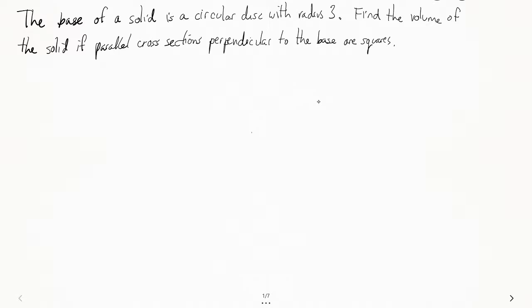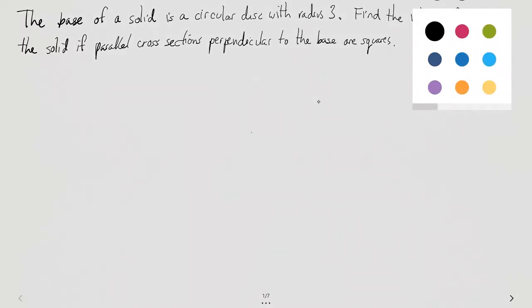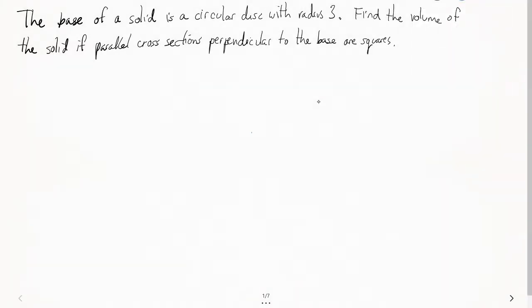So what we're going to start with is the base of a solid having a circular disk with radius 3, and we want to find the volume of the solid if parallel cross sections perpendicular to the base are squares. So what the heck does that mean, first off? Well, we have a circular disk with radius 3, and that's going to be our base, so let's try and draw that first. And we can locate that wherever we want.